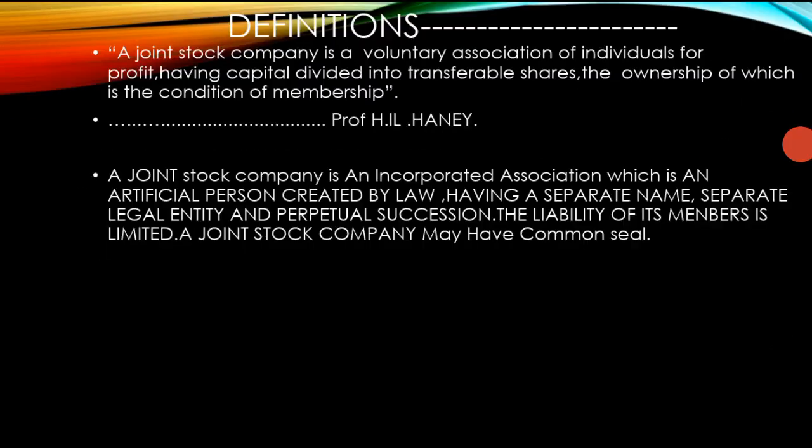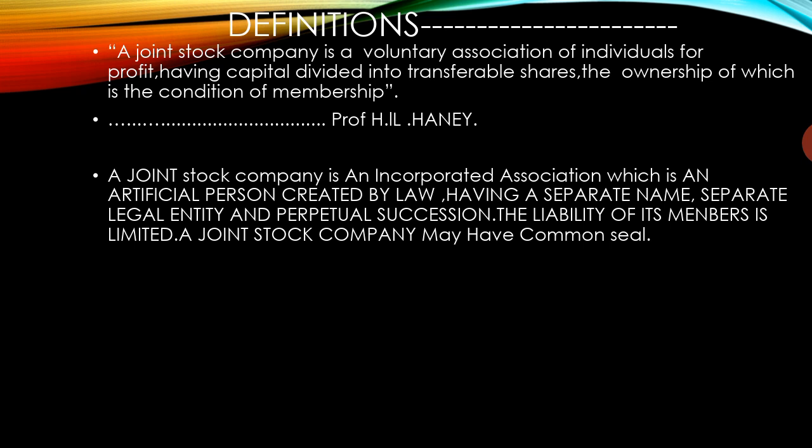A person, on his own views or as per his wish, can become a member of the joint stock company or leave the membership of the company as per the provisions of the articles of association of the company. Voluntary association means it is optional. Any person can become a member of the company by buying shares in the company.